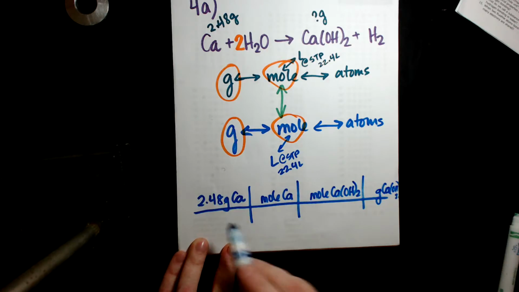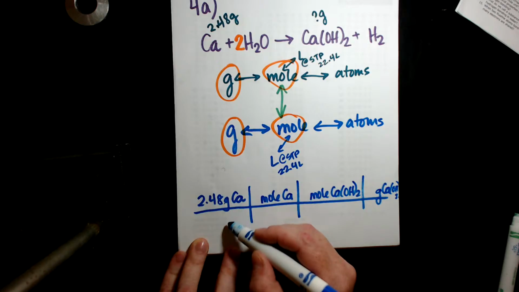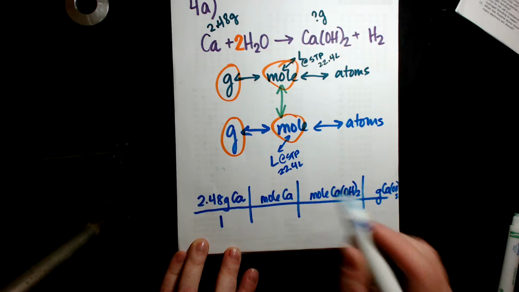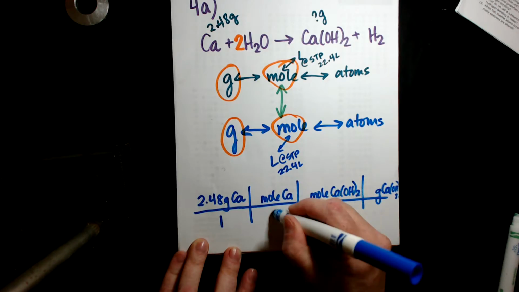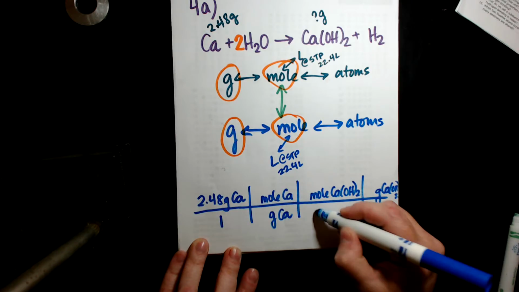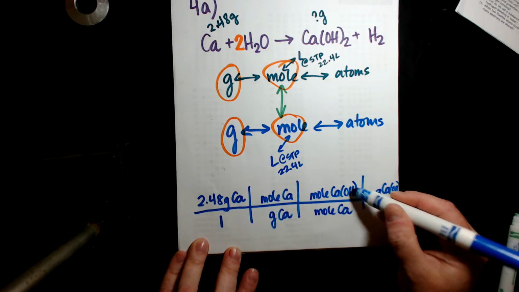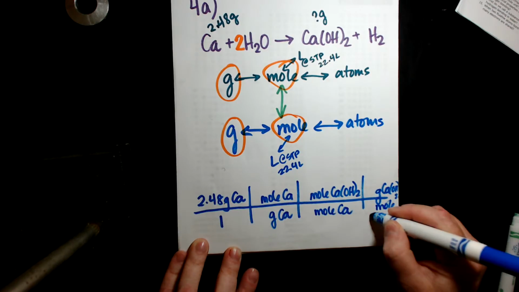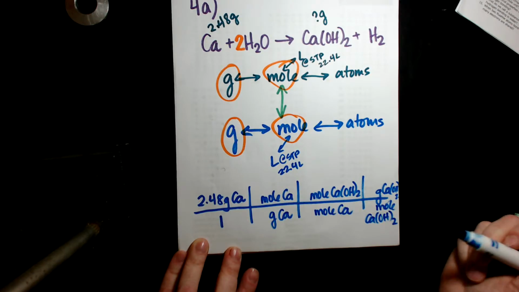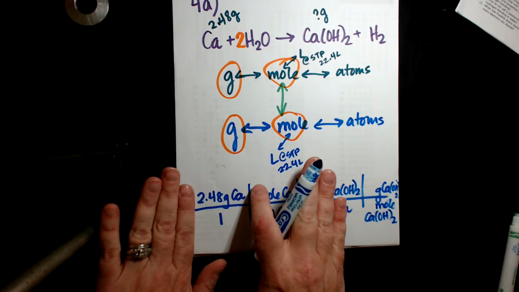So once you have your top row done, you can come back in, and what goes underneath your given? A 1. And then you're going to fill in your units as you go. So the units that go underneath moles of calcium are grams of calcium. The units that go underneath moles of calcium hydroxide are moles of calcium. The units that go underneath grams of calcium hydroxide are moles of calcium hydroxide.